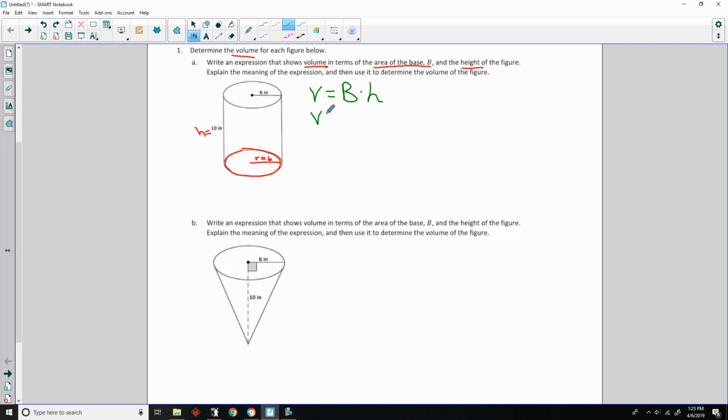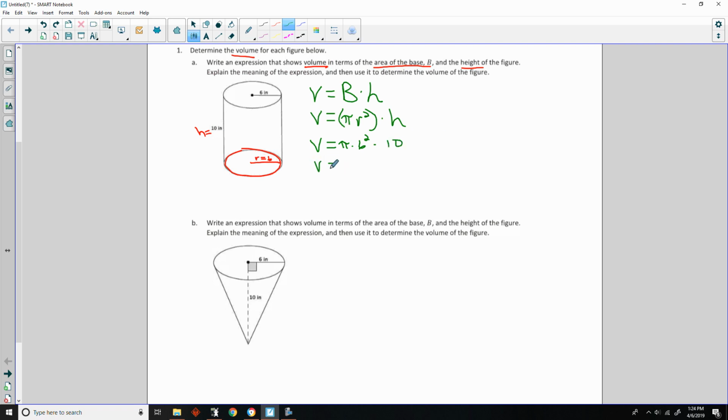So the volume equals, and now we're going to substitute in our base area for the formula of the area of a base, and it's a circle, and the area of a circle is pi r squared. So now I replace my capital B with pi r squared. So that is the base area, B, and then we multiply that by the height. So now we substitute in our givens. So volume equals pi times the radius, 6 squared, times the height, 10.